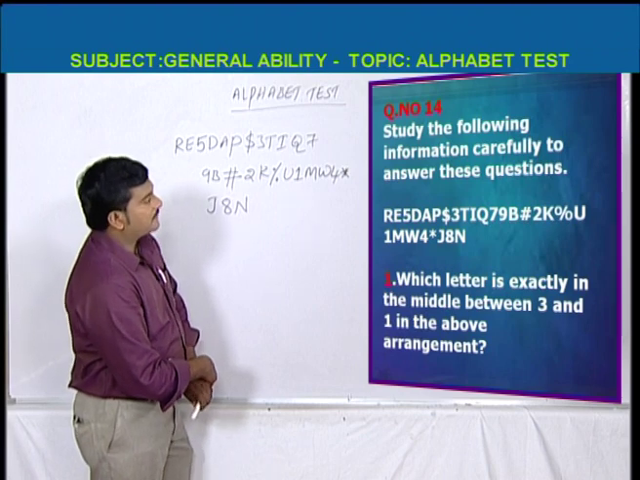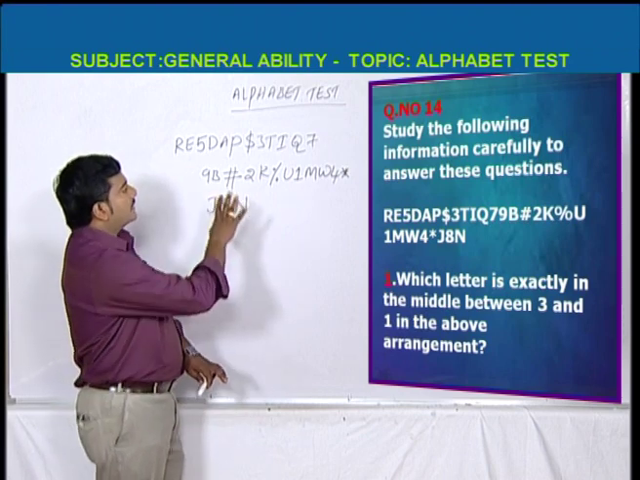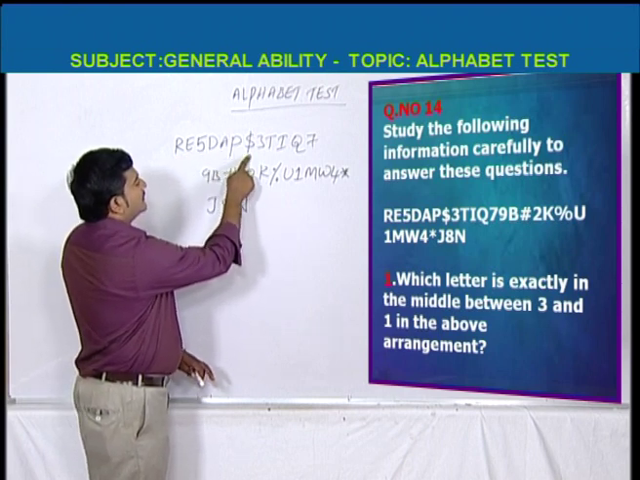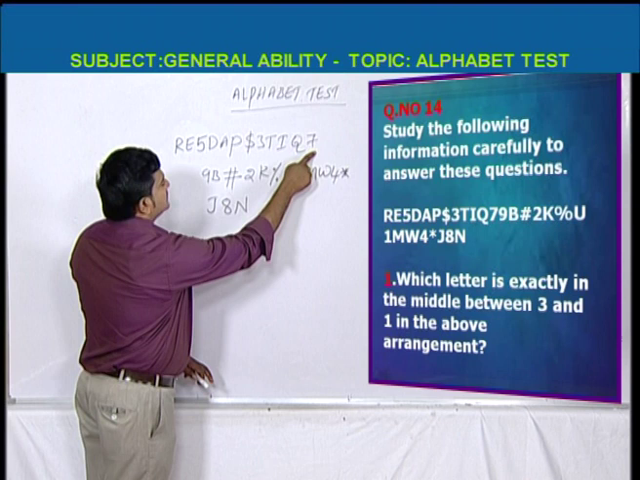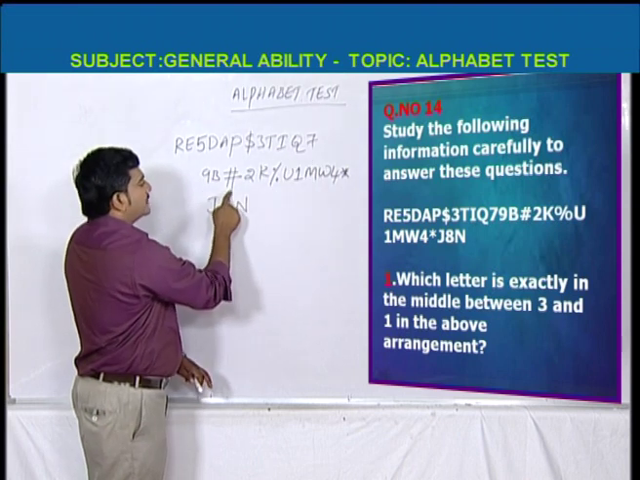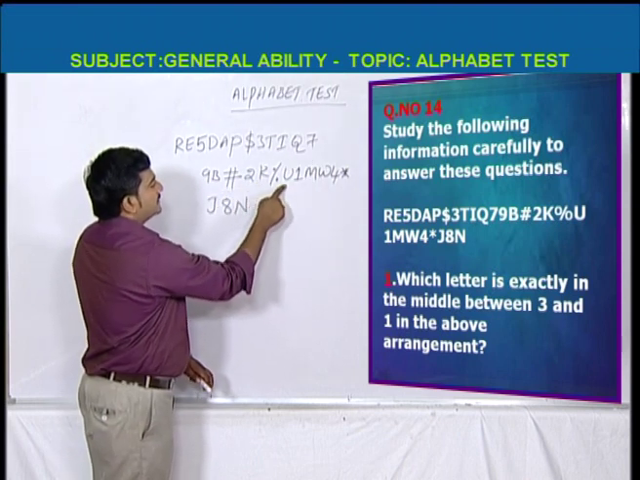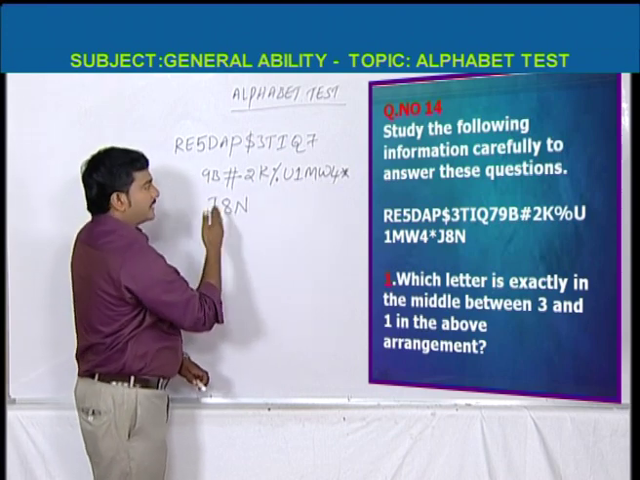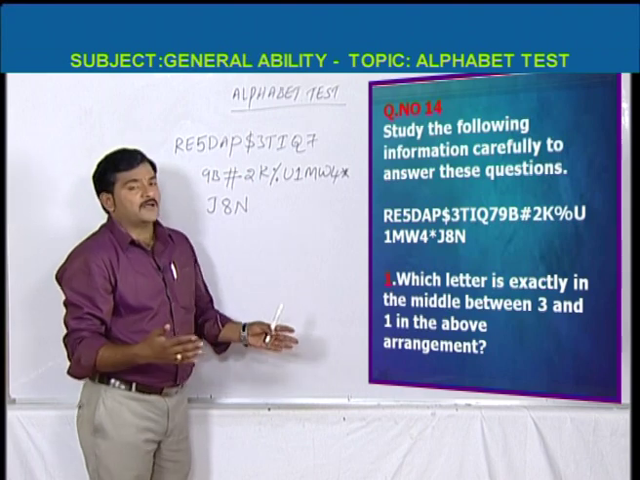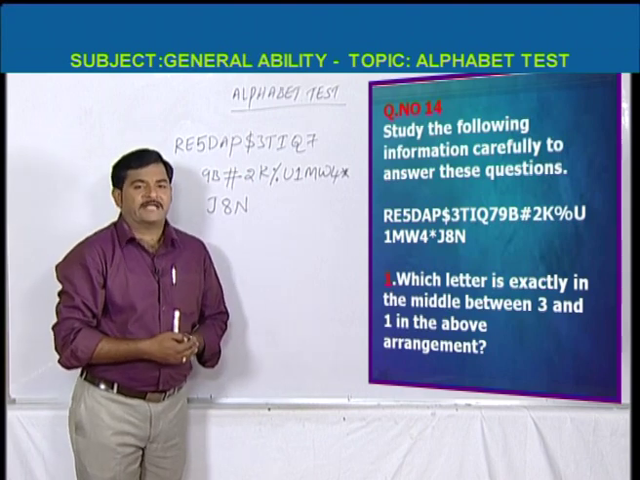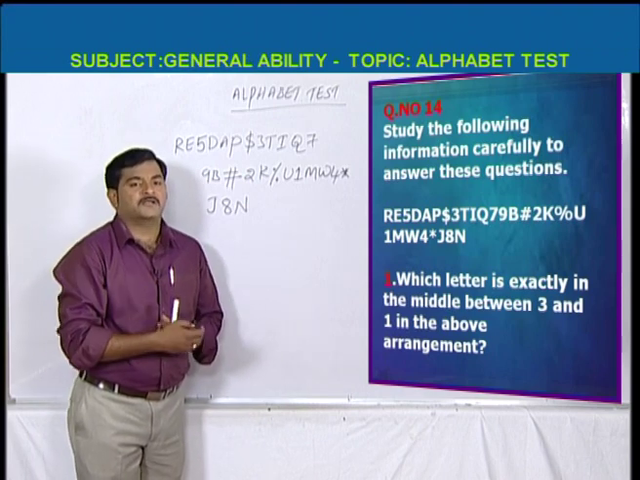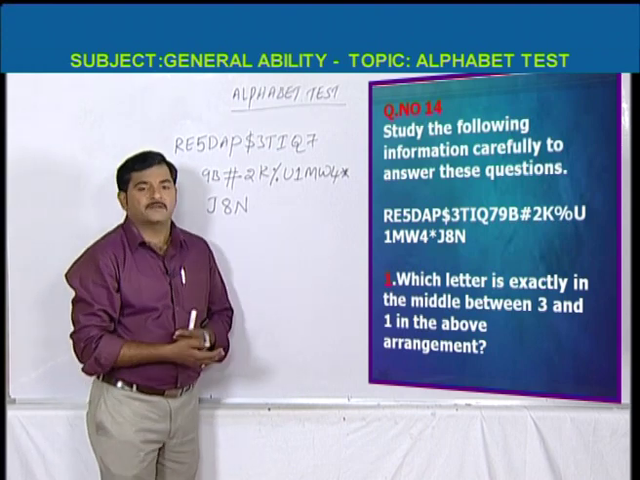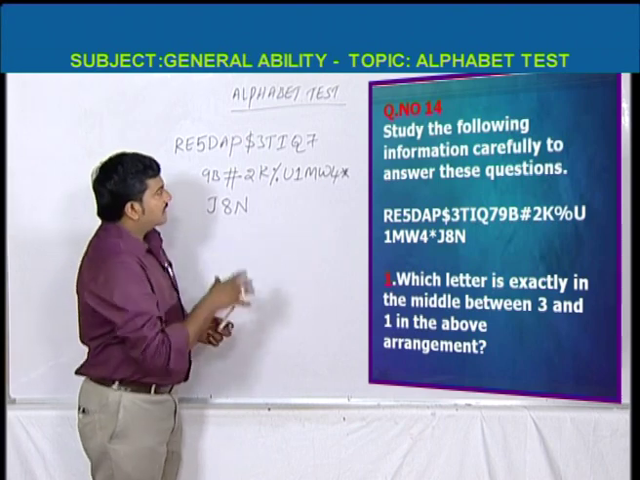Study the information carefully and answer the questions. He has given the sequence: RE5, DAP, dollar symbol, 3TIQ7, 9B, ash, 2K, percentage, U1, MW4, star, J8N. Like this he has given some numbers, alphabets and some symbols from the computer keyboard, such as ash, dollar, star and percentage. Now this is the conditional sequence.